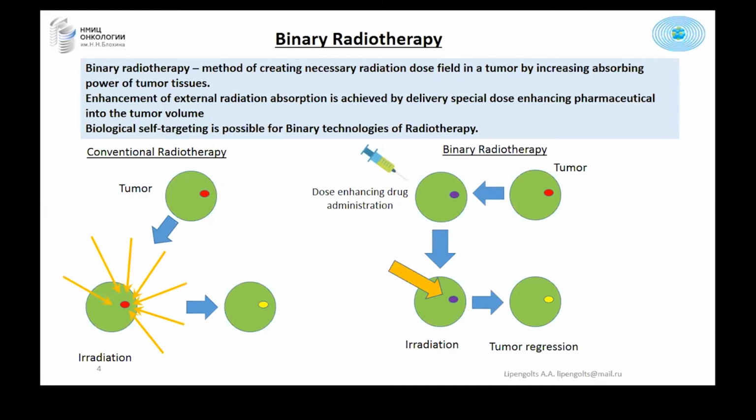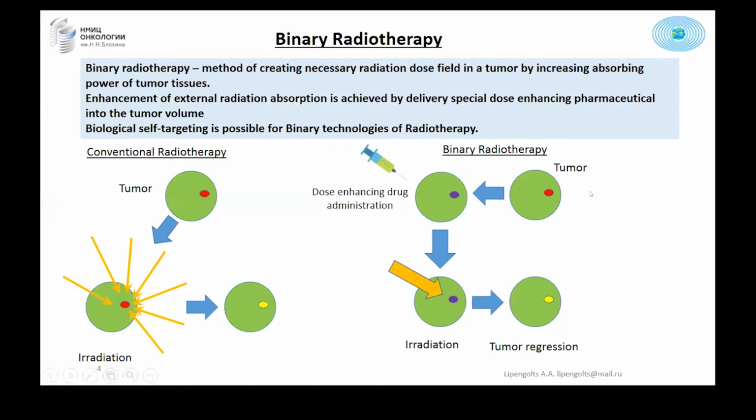However, apart from multi-field irradiation, there can be another approach to deliver the prescribed dose to the tumor. And this approach is binary radiotherapy. The basis of this method is to change the absorbing capability of the tumor tissues, increase its stopping power, and thus absorb more radiation in the tumor than in the surrounding normal tissues. This enhancement can be achieved by administration of specific pharmaceuticals, which contain some agents capable of absorbing external radiation.